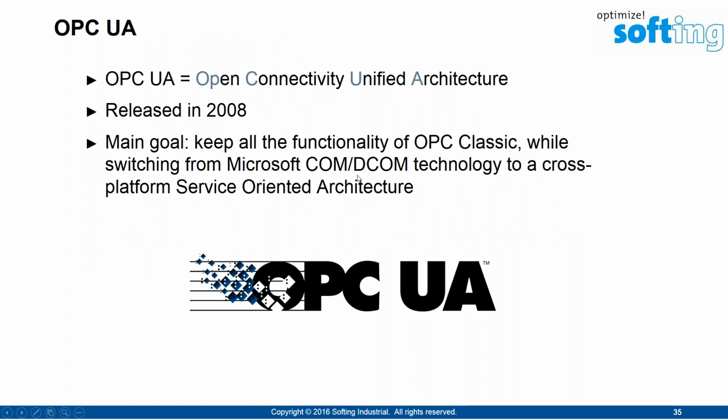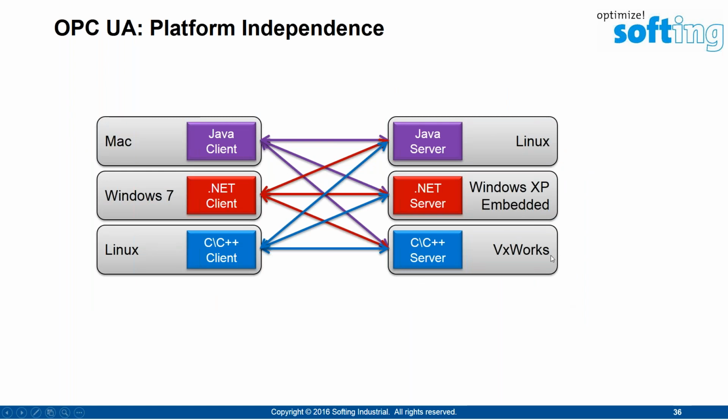So a new standard was released in 2008, with the main goal being to keep all the functionality of OPC Classic while switching from Microsoft COM and DCOM technology to a cross-platform service-oriented architecture. And this new standard was called OPC UA, which stands for Open Connectivity Unified Architecture. And here are some of the benefits.